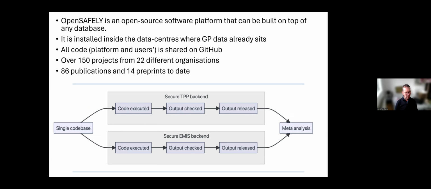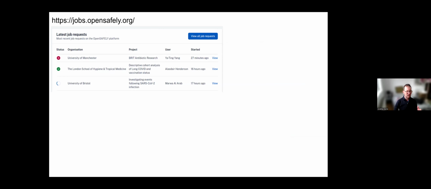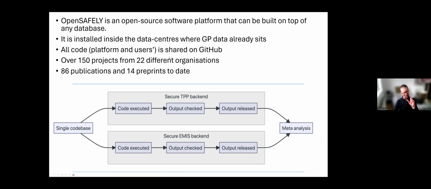It should, however, be noted that OpenSAFELY EMIS is not currently open. There's still a process of transitioning to post-COVID analyses and permissions. And almost all the analyses I'm going to talk about were done using OpenSAFELY TPP, which contains data on up to about 24 million people.